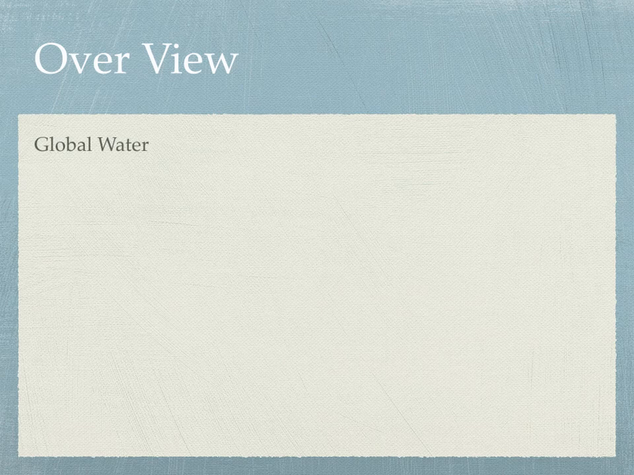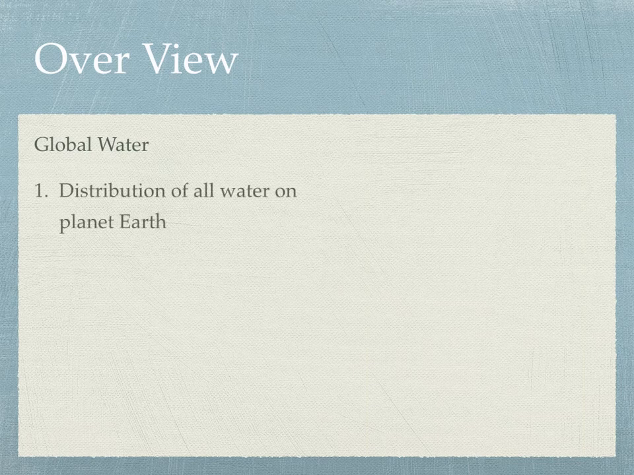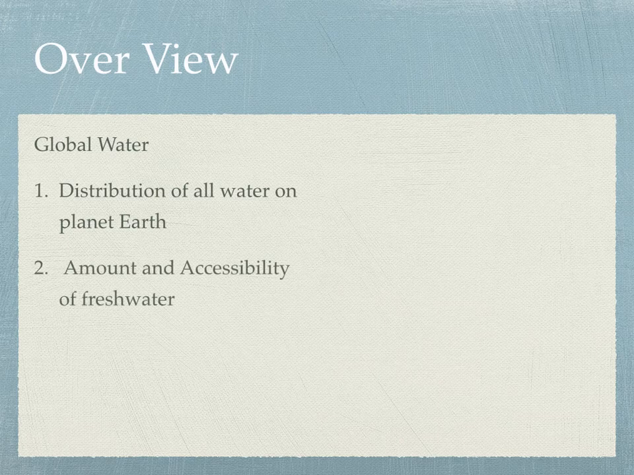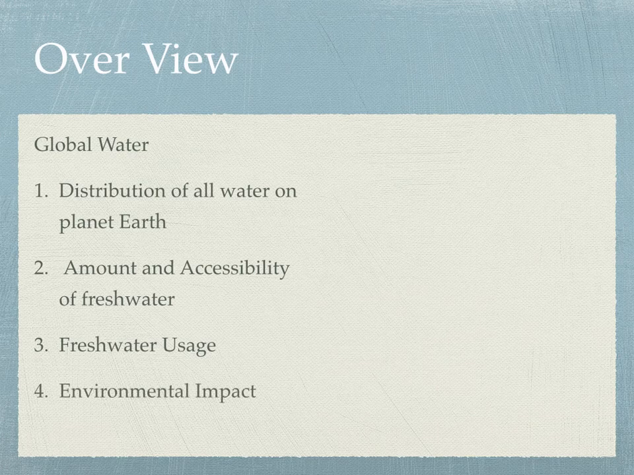In an overview, we'll be discussing the global water on our planet. The main focuses will be, first, distribution of water on the planet Earth, the amount of and accessibility of fresh water, and how we use this fresh water, as well as any environmental impacts the usage has.